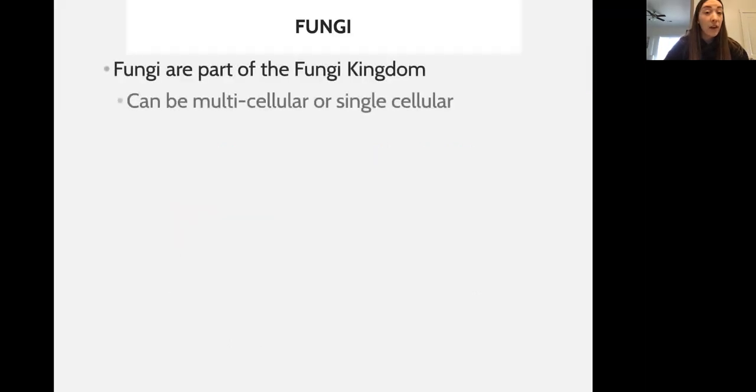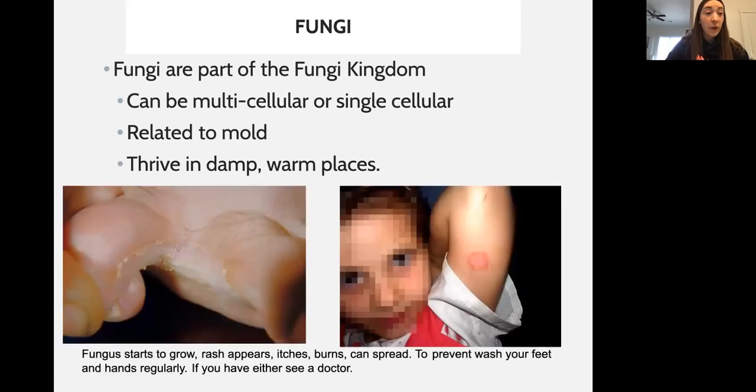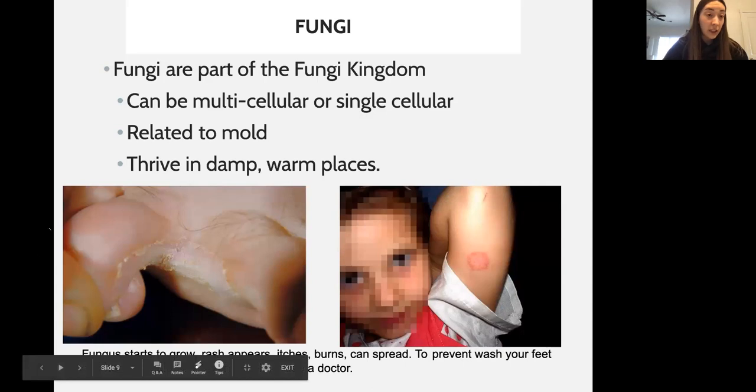Fungi are part of the fungi kingdom. They can be multicellular or single cellular. They're very closely related to mold. I'm going to move my face so you can see that. And they do really well in warm, damp places. Here on the left, we're seeing a picture of athlete's foot.